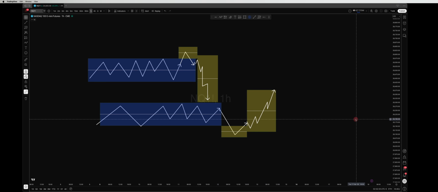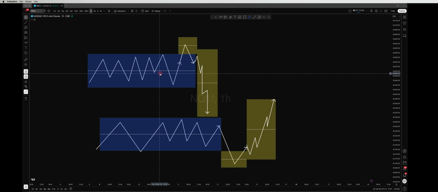So here are two sides. This is accumulation, manipulation to the buy side, and then distribute to the sell side. So this is accumulation, now manipulation to the sell side, distribution to the buy side. All right, so this is called AMD. Now X is after this portion.